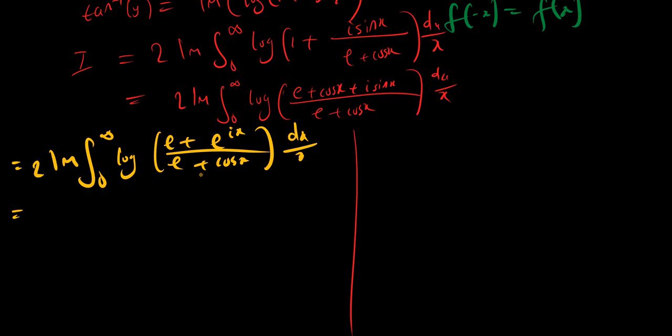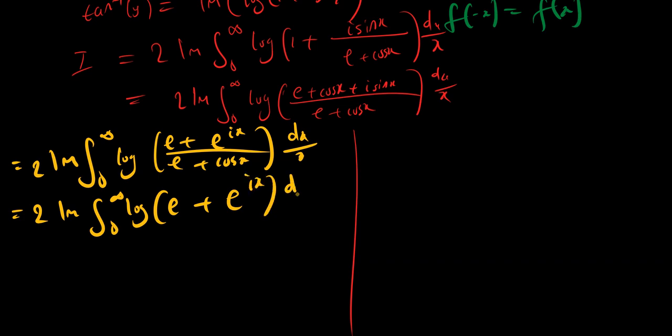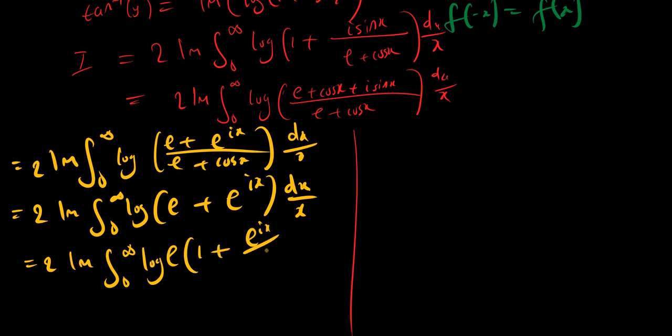So this is the imaginary part. Now the bottom part of this logarithm is always going to be a real number, so we can just discard it because we need only the imaginary part here. So this is twice the imaginary part of the integral from 0 to infinity of the logarithm of e plus e to the ix, dx over x. So we can write this as twice the imaginary part of the integral from 0 to infinity of the logarithm of e times 1 plus e to the ix over e, dx over x.